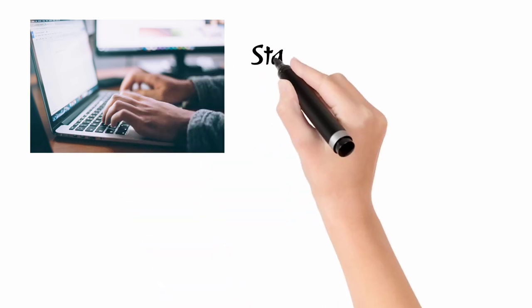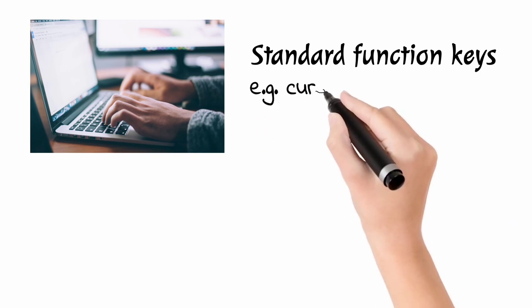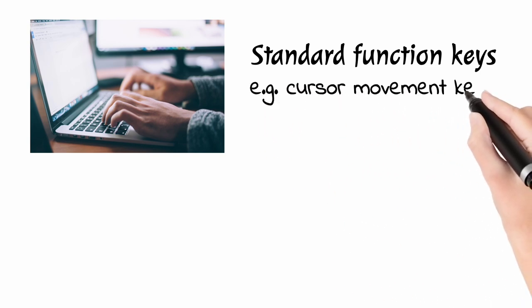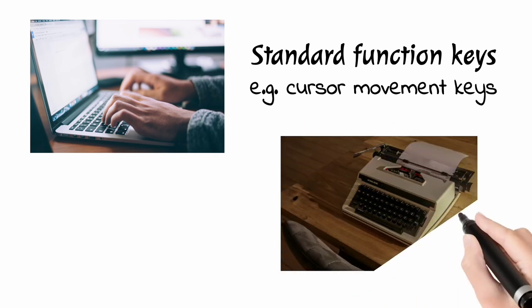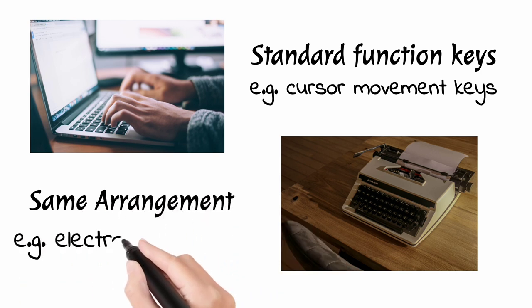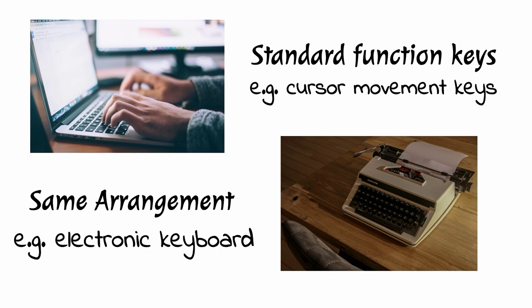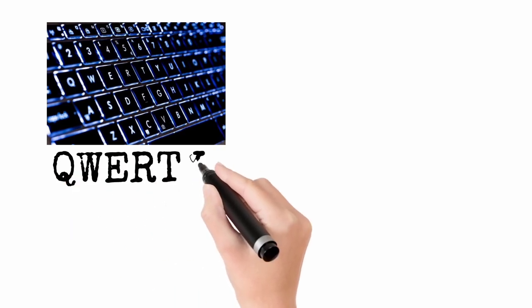Keyboard is the primary text input device on all computers, which contain standard function keys, such as escape, tab, and cursor movement keys. It is like a traditional typewriter, which uses the same key arrangement as the mechanical and electronic keyboards. The arrangement of alphabetic keys is QWERTY. Another key arrangement, Dvorak, was designed to be easier to use.